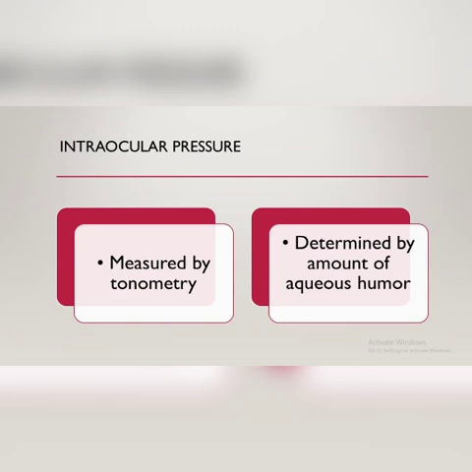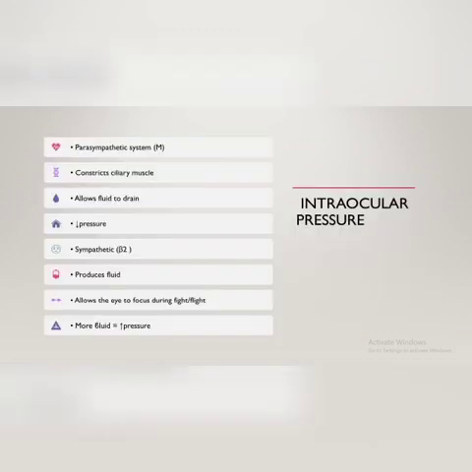Intraocular pressure is measured by tonometry and it's determined by the amount of aqueous humor produced. Here we can see that the autonomic nervous system plays an important role in the production of the intraocular pressure and its drainage. The parasympathetic system plays an important role in fluid drainage and decreases the pressure, while the sympathetic nervous system produces more fluid. But the more fluid there is, the more pressure develops.